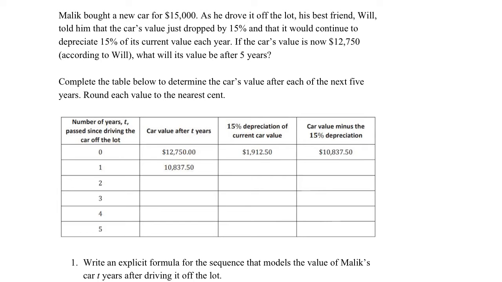All right, so this is Unit 3, Lesson 7, and basically what we're going to talk about here is exponential decay. Most of the stuff that we've been doing so far has been exponential growth, where something is actually growing. But in this case, we're going to be talking about something where the value is actually getting smaller, which we would call exponential decay. So Malik bought a new car for $15,000.